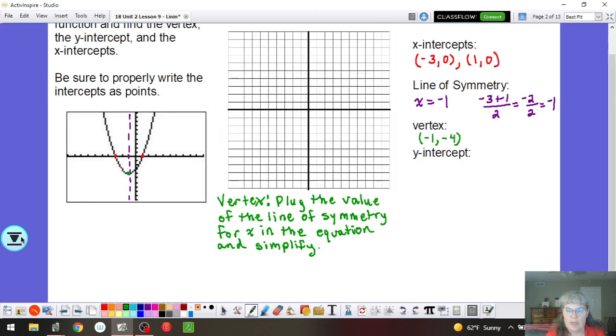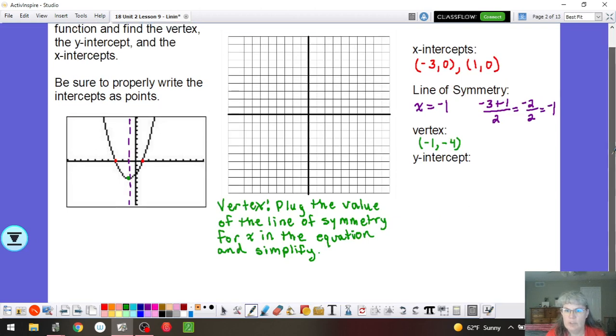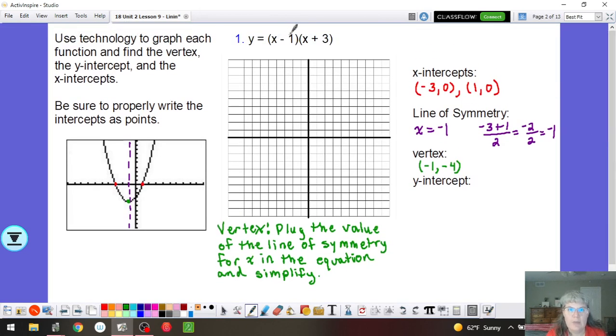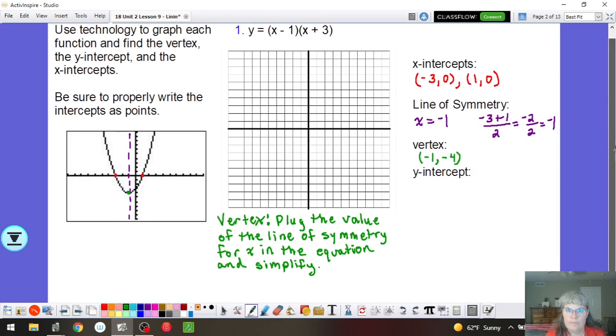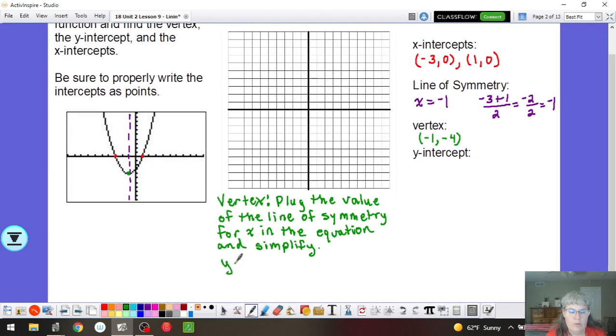So if I just check by plugging into our equation, which was (x minus 1) times (x plus 3), we're going to have -1 minus 1 times -1 plus 3. So -1 subtract 1 is -2. -1 plus 3 is +2. When I multiply those together, I get the -4 that we have for the y value of our vertex.